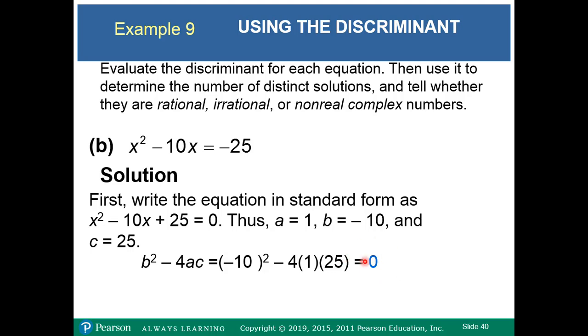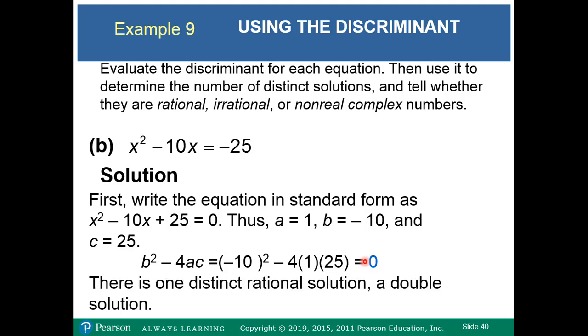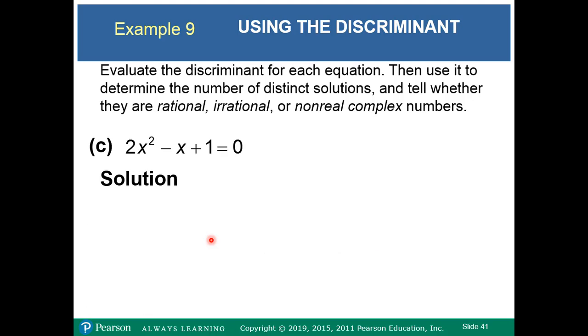That's the same, right? One distinct rational solution that is a double solution. So that is, remember, because you get a perfect square here, that means you've got one solution that's repeated. It's a repeated solution. Okay, now what about this one?